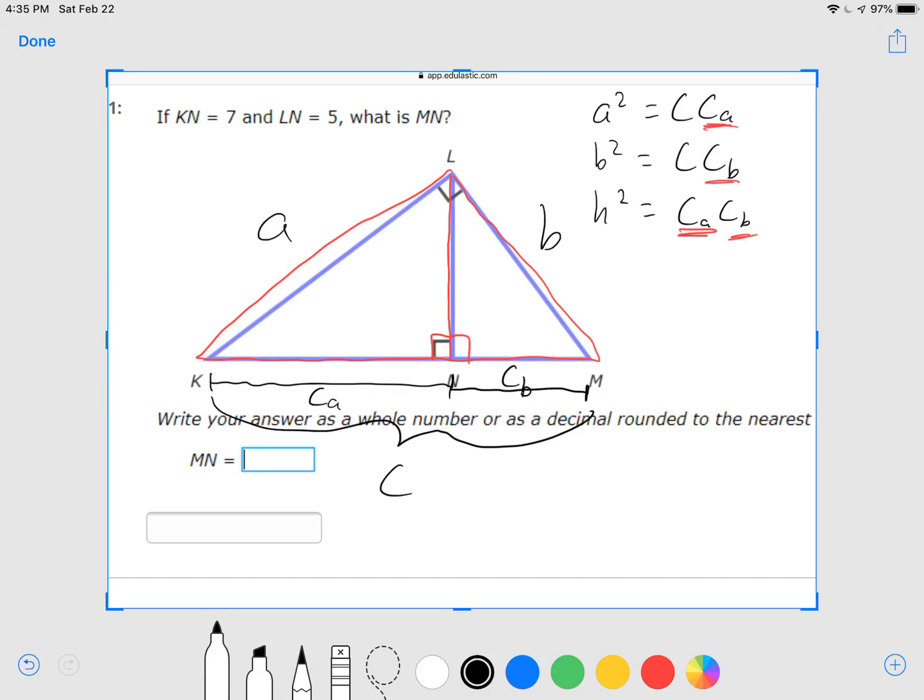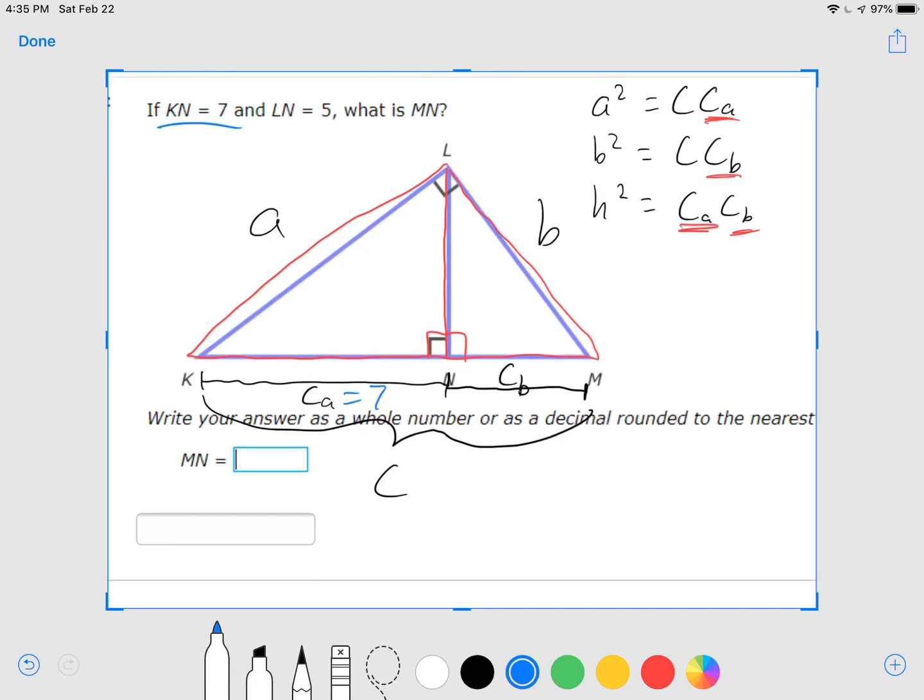Okay, so let's figure out which equation is going to be useful for us this time. They're telling us that KN is equal to 7. KN is just the left bottom side over here, CA. And LN is 5, which is the height. Since they gave us the height, the only relevant equation is going to be this one. So let's write that equation. H squared is equal to CA times CB. H is 5. CA is 7. And CB is unknown. And CB is what they're looking for.